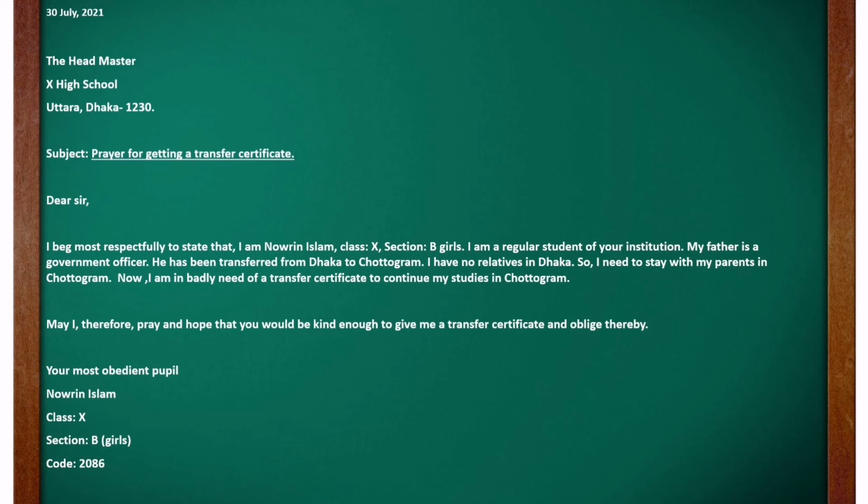So dear students, this is the full picture of a formal letter. So a formal letter will be written just like this way. I hope all of you have understood after today's class how a formal letter will be written perfectly.